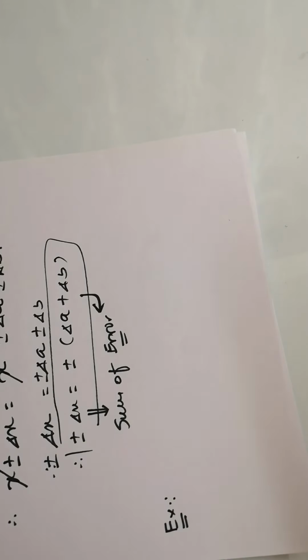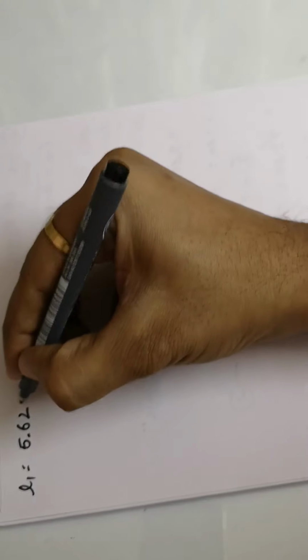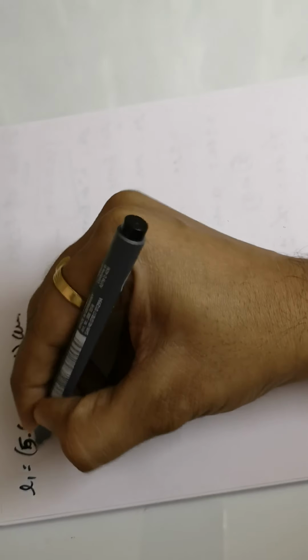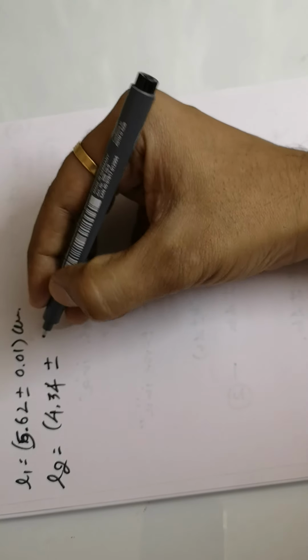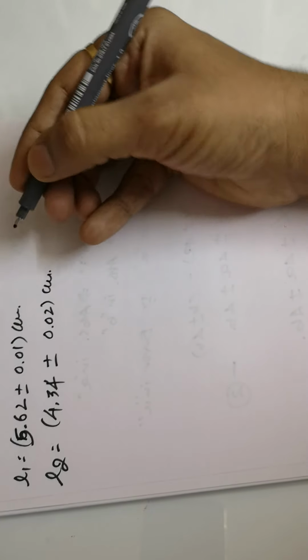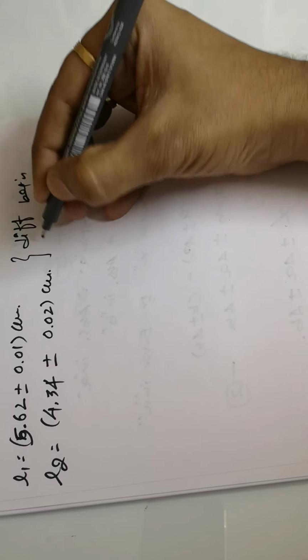Let's solve one example for you. Let's say I have one data dealing with subtraction. I have length data. The very first length I have is L1 equals 5.62 plus or minus 0.01 centimeter, and L2 equals 4.34 plus or minus 0.02 centimeters. I want to find the difference between the lengths.